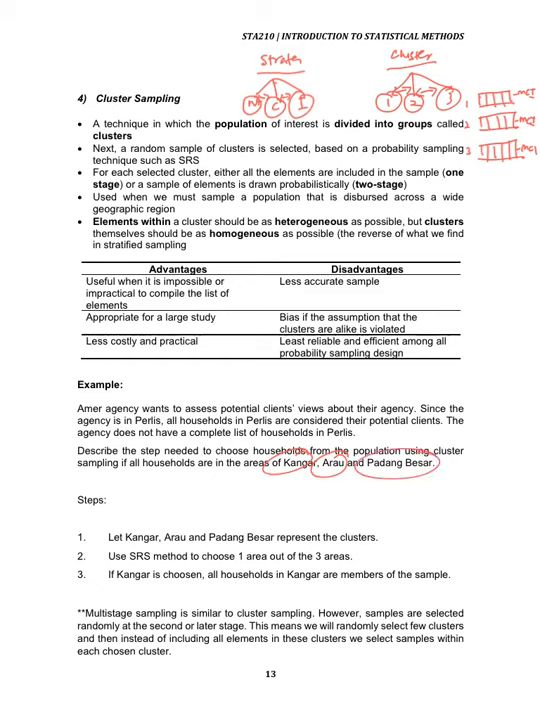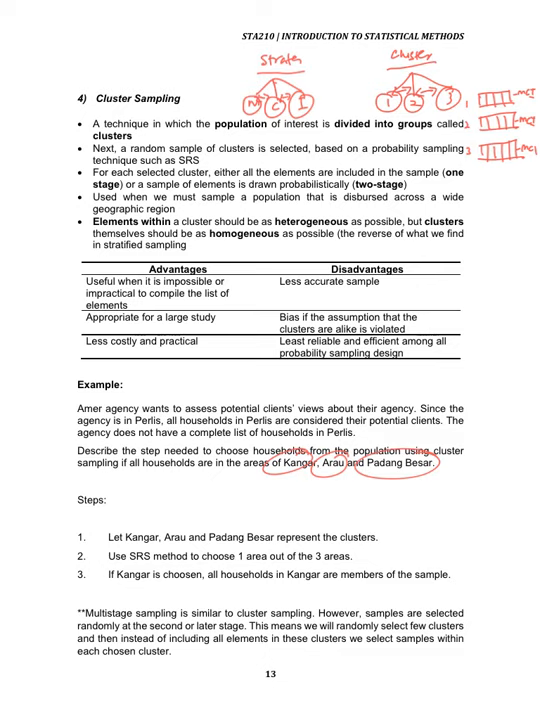So between Kangar, Arau dan Padang Besar ni they are homogeneous. Okay, kat Kangar ni ada Melayu, ada Cina, ada India. Dekat Arau pun ada Melayu, ada Cina, ada India. Padang Besar pun sama. So sifat dekat dalam dia adalah heterogeneous, tapi between dia adalah homogeneous.